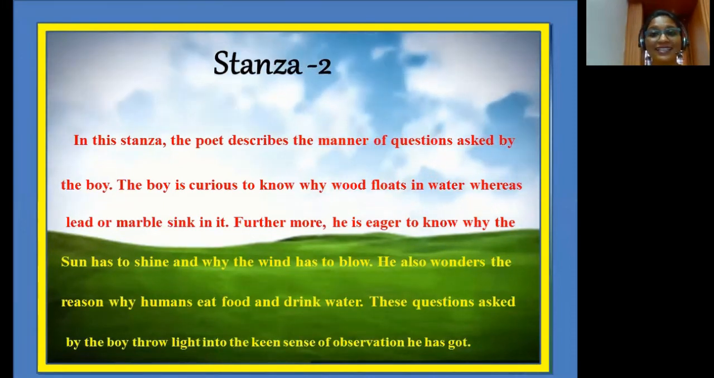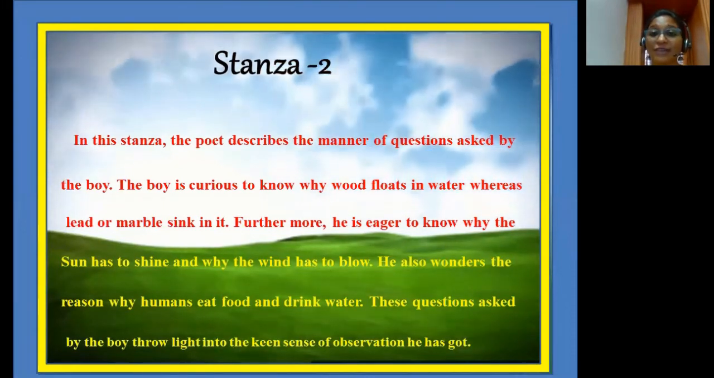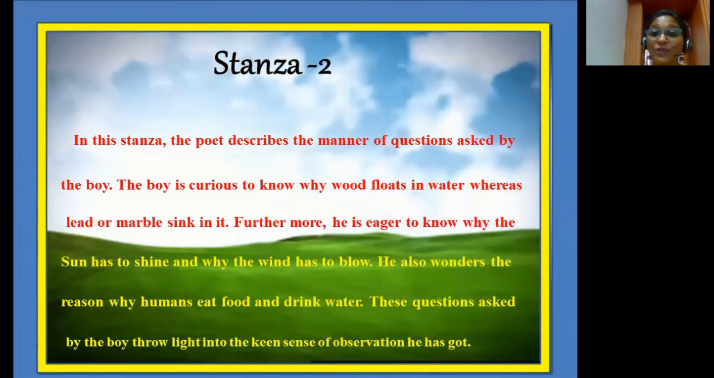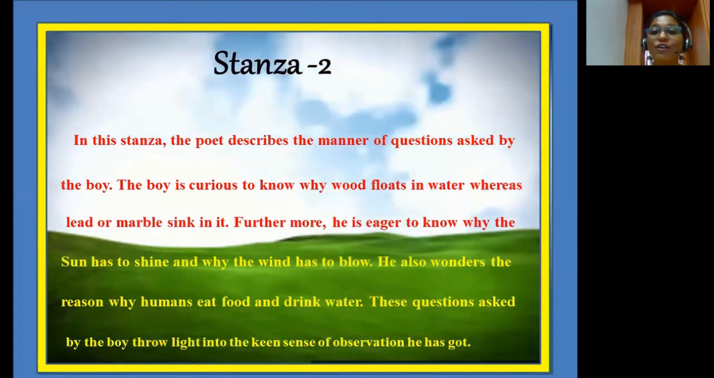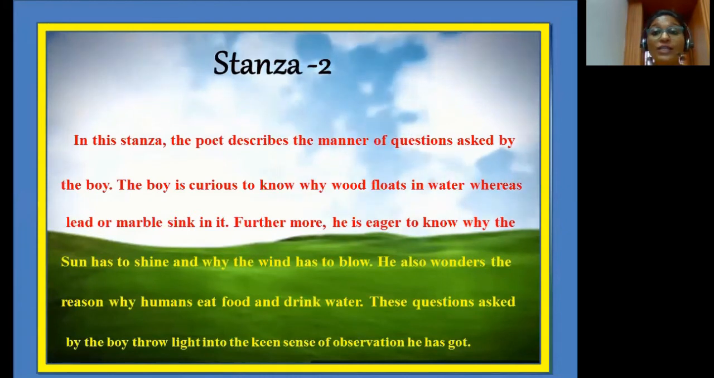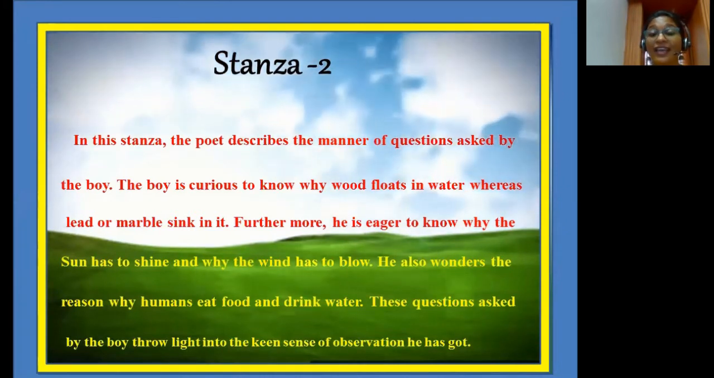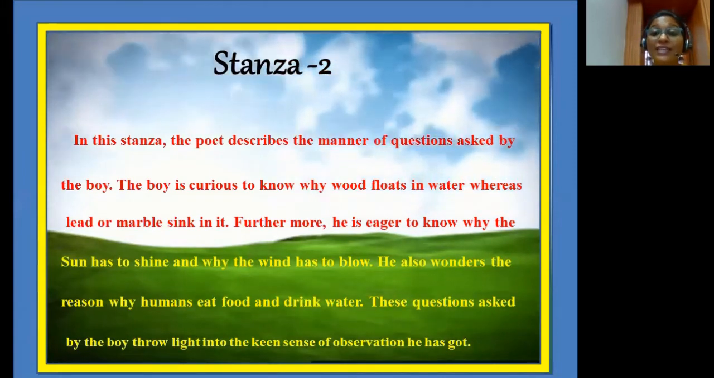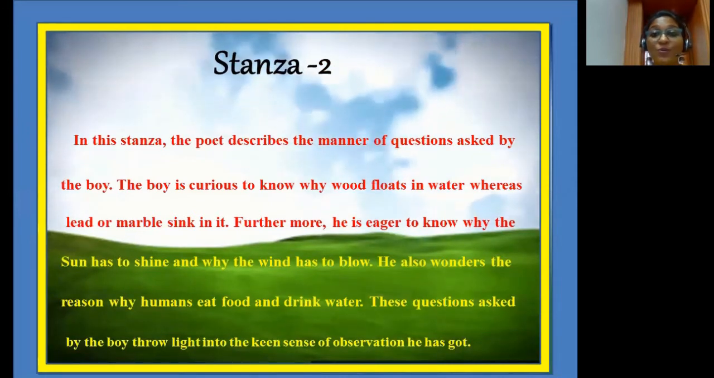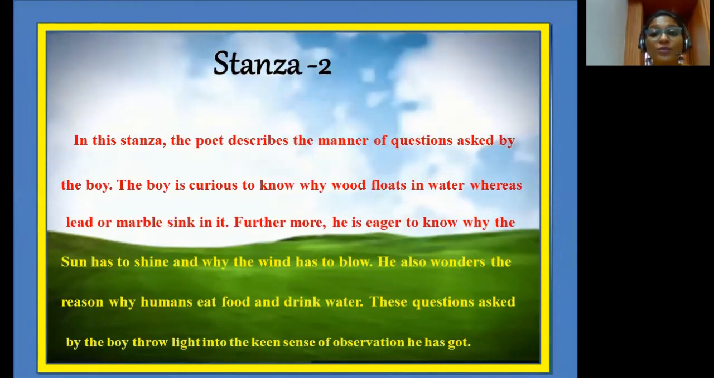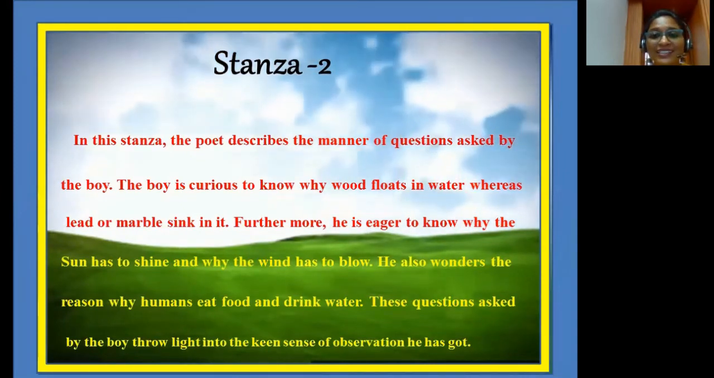So in the second stanza, the poet gives us some examples of the types of questions asked by the boy. We already know that he is inquisitive or curious by nature. He wants to know why wood floats in water and why marble and lead sink in water. He is also eager to know why sun shines and why wind blows. He also wants to know why humans eat food and drink water.